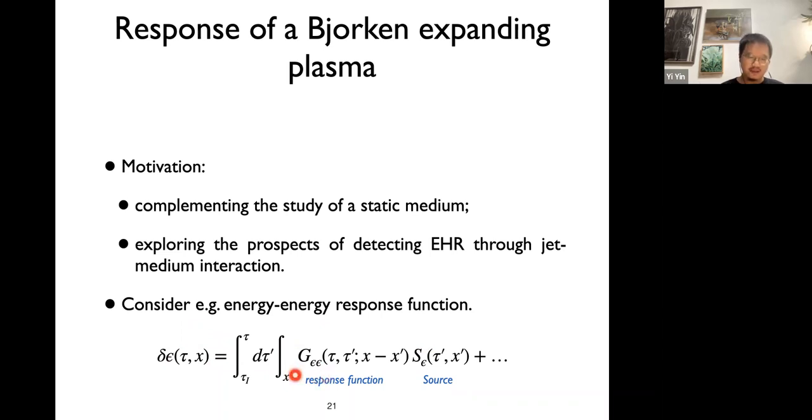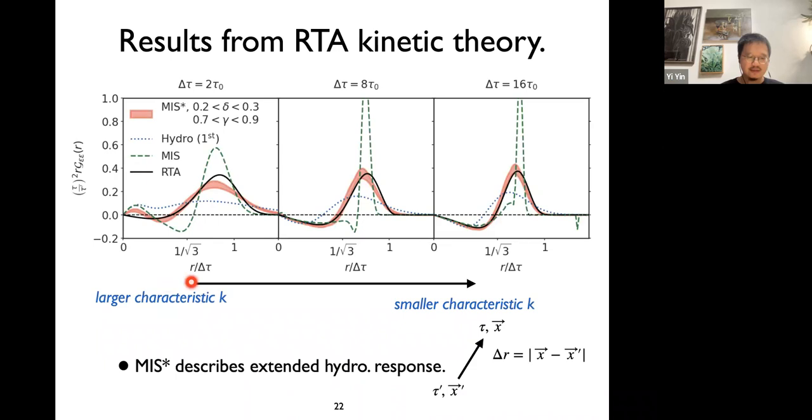And what we are doing is, first we compute this g epsilon using the RTA kinetic theory. And second, we compare the results with our MS star theory with the model parameters which we already fixed by matching to the dispersion relations. So this is what we get. Here we show the results as a function of R, the distance between the source of the perturbation and where the observation has been made, divided by delta tau, the time that the source has been propagated. So this ratio, R over delta tau, can be viewed as some velocity, or in other words, the peak of the response function can be interpreted as some effective phase velocity.